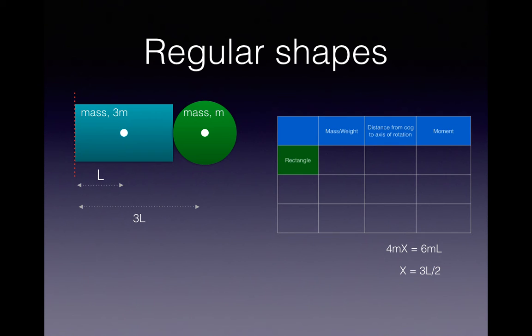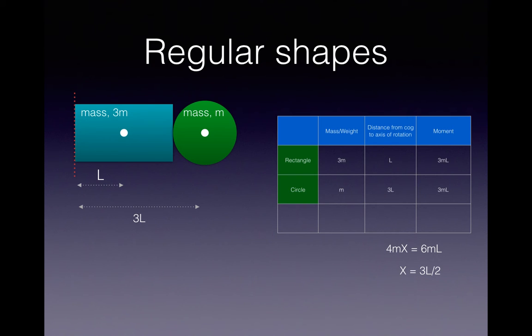So let's look at the rectangle first. The mass of the rectangle is 3m, so I'm just going to put 3m there. Its weight would be 3mg. The centre of gravity is a distance L from the axis of rotation, and then to calculate the moment, or the turning effect, of that rectangle, multiply the two of those, we get 3ml. Let's look at the circle. The circle is of mass m, so its weight would be mg, but we're going to leave that out. And the centre of gravity is 3L away from the axis of rotation, so its moment will be 3ml as well. So what we have now is the individual moments of the parts of the shapes.